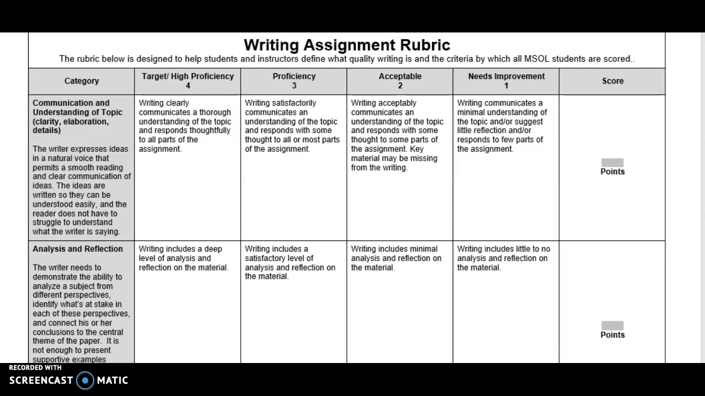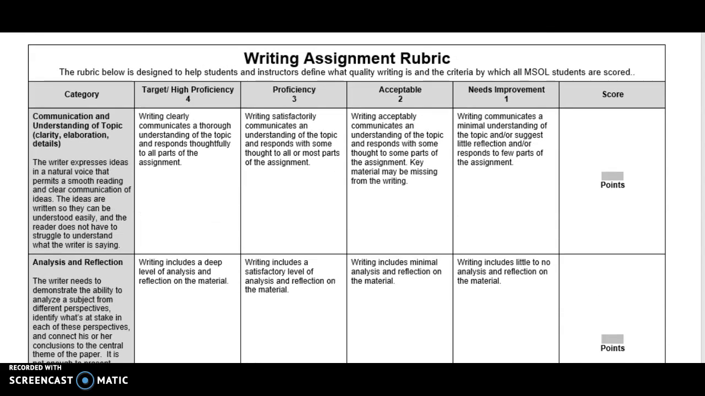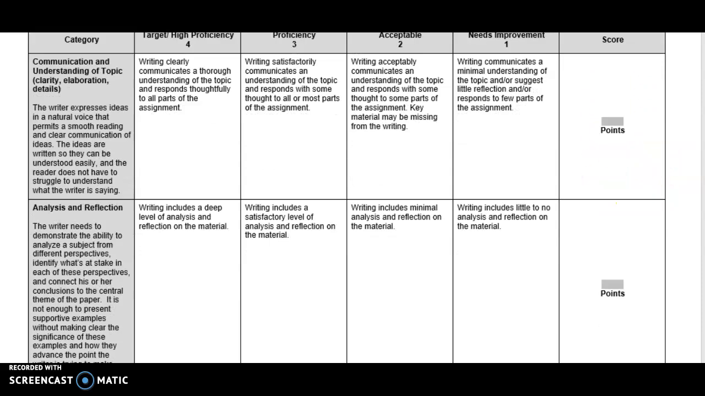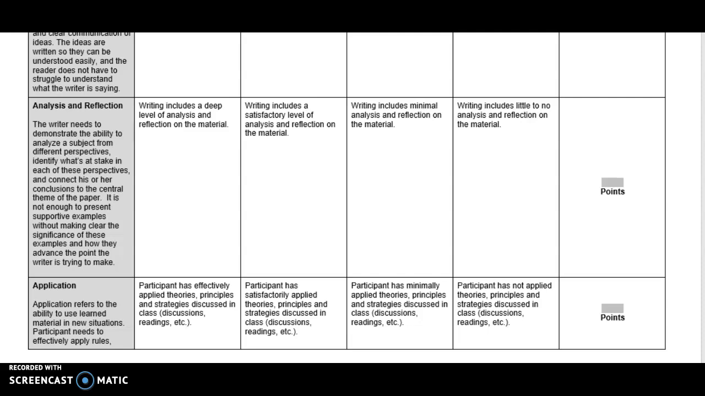Now let's look at the analysis. Again, you will receive a score, as you can see on the far right hand side here, a score for each category. Analysis and reflection, it's where you as a writer need to demonstrate the ability to analyze from different points of view. Identify what's at stake and connect your conclusions to the central theme. It's not enough to express supportive examples without making clear how this is all connected.